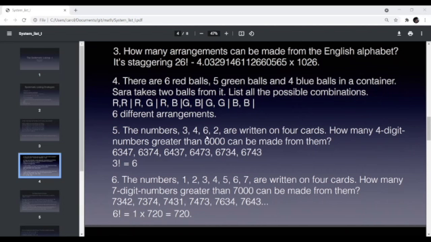The numbers 3, 4, 6, and 2 are written out on 4 cards. How many 4-digit numbers greater than 6,000 can be made from them? 6,347, 6,374, 6,437, 6,473, 6,734, and 6,743. 3 factorial equals 6.